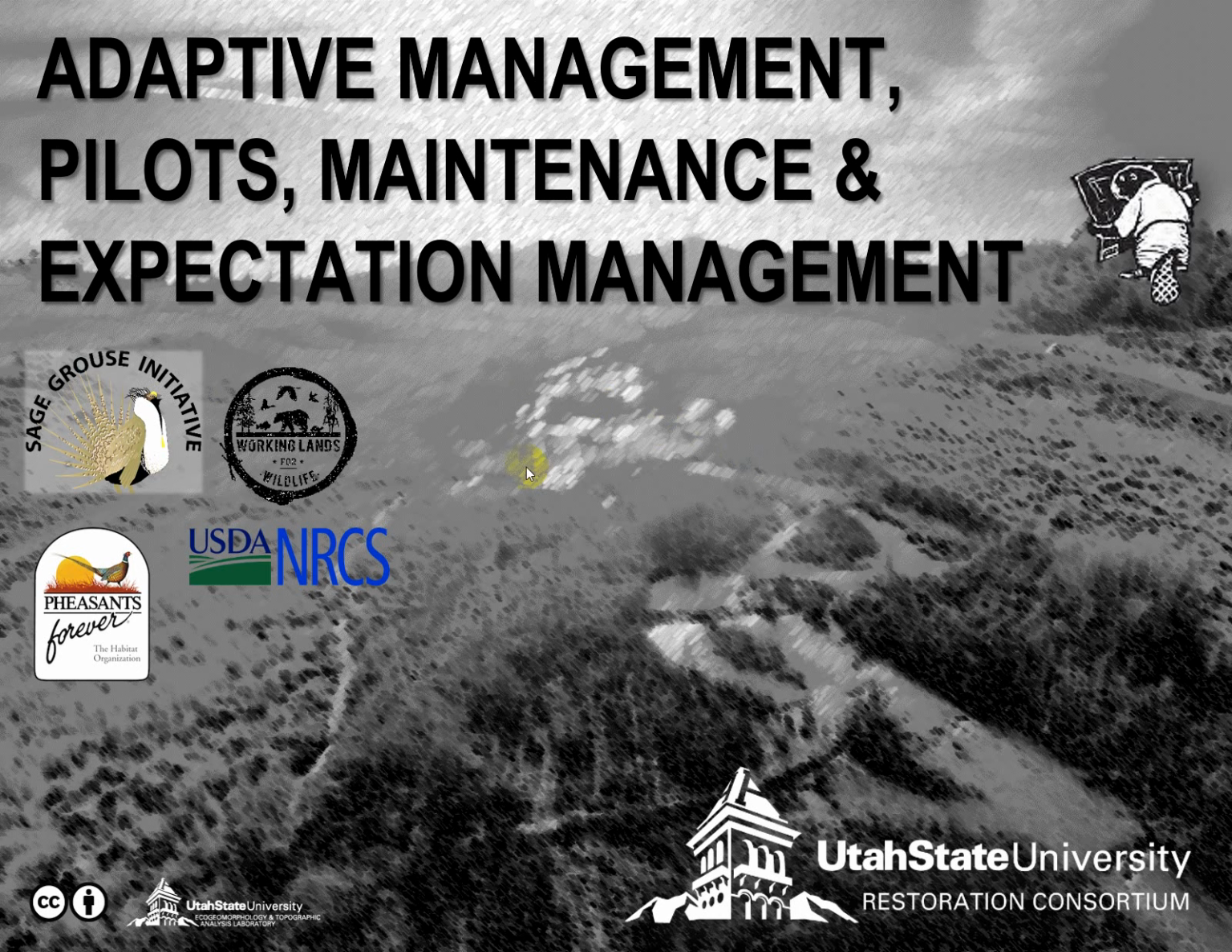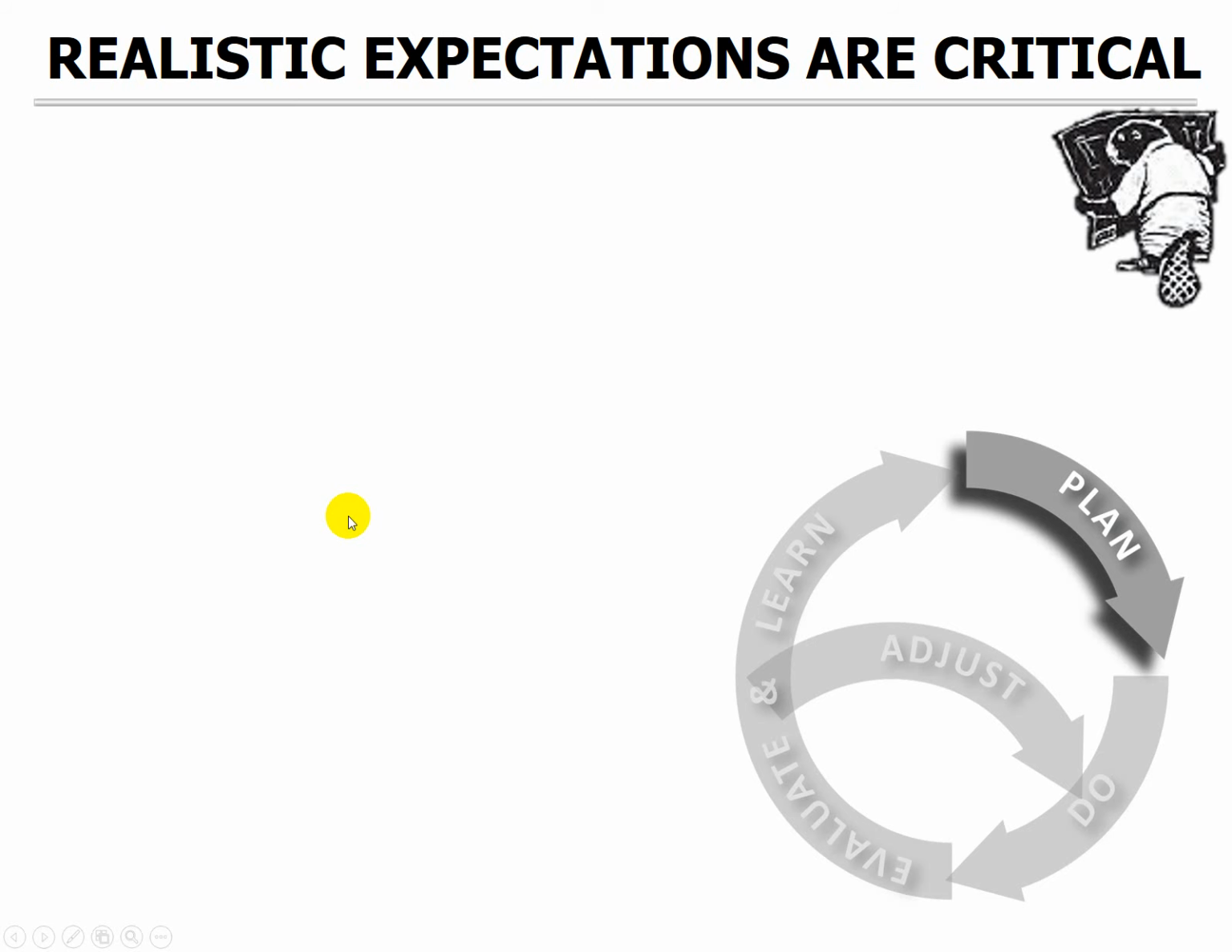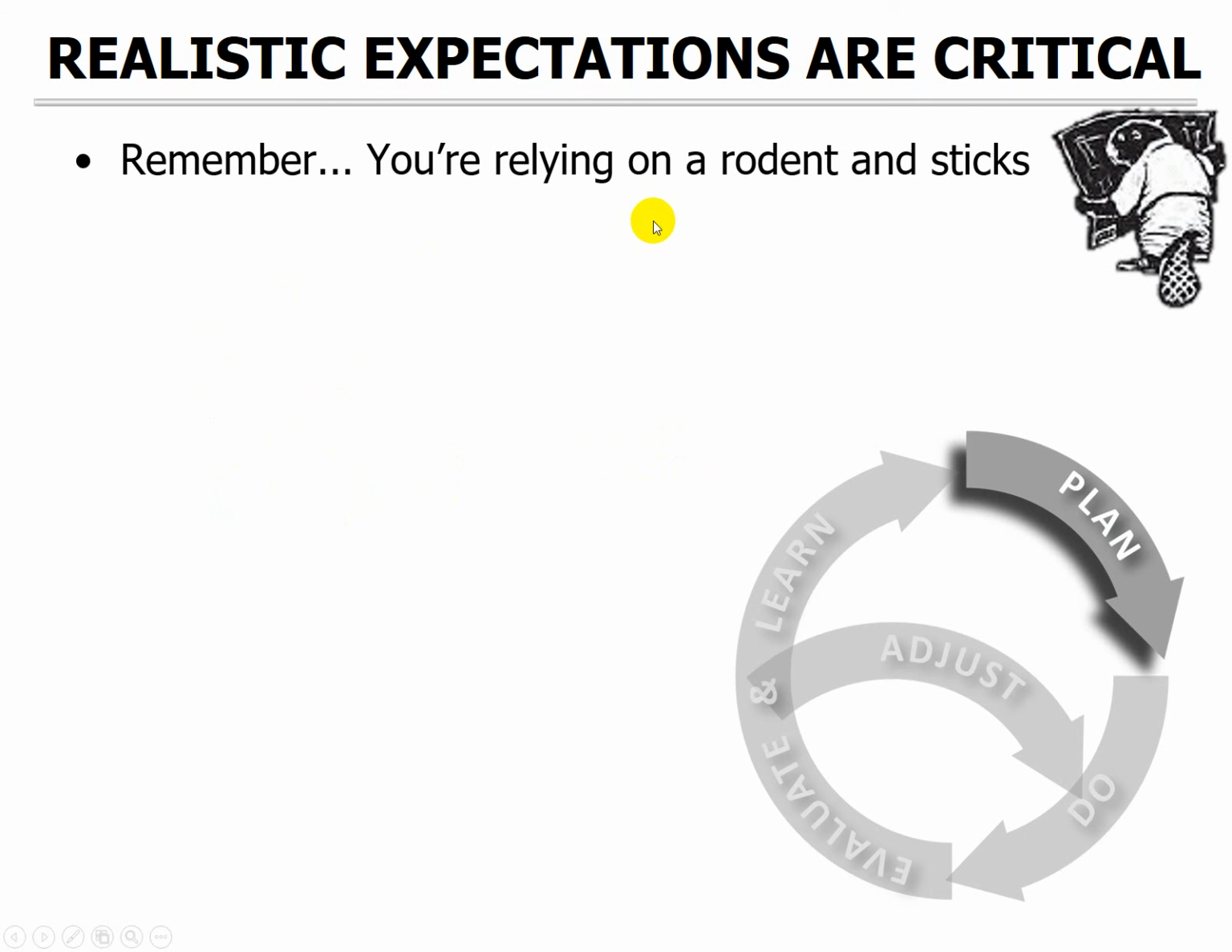So I just wanted to go through at a little slower pace the adaptive management, pilots, maintenance, and expectation management lecture that we touched on towards the end of the workshop. The main point is to reiterate that realistic expectations are critical, and we've discussed this over and over again during the workshop. Remember, we're relying on pretty simple techniques and sometimes rodents and sticks.